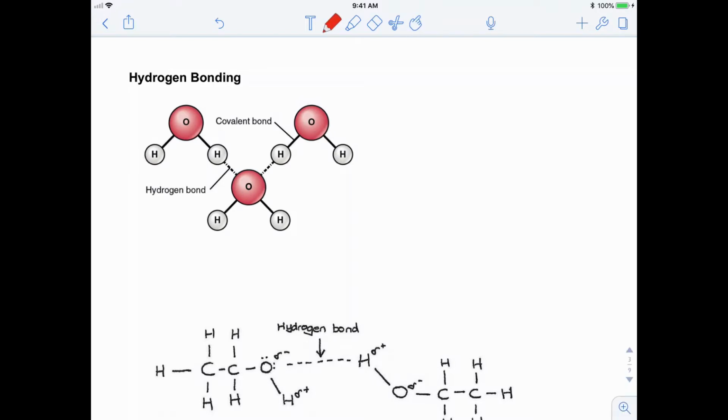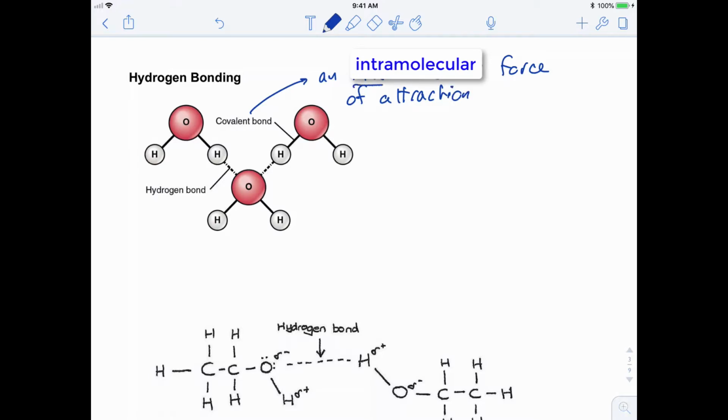So here is hydrogen bonding. So once again, we'll start with the water molecule, and we want to look at two parts of this diagram. First of all, the oxygen-hydrogen bond in a molecule. That is an intramolecular force of attraction. Intramolecular forces are between atoms within the same compound, within a molecule, or even within an ionic compound. So you need to think chemical bond for intramolecular force.